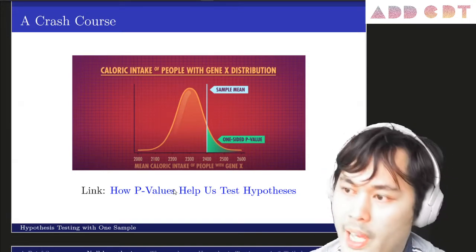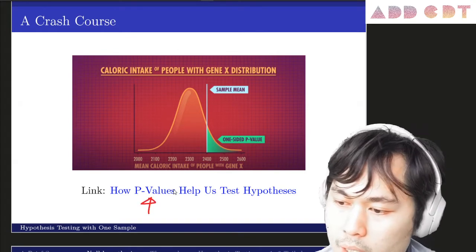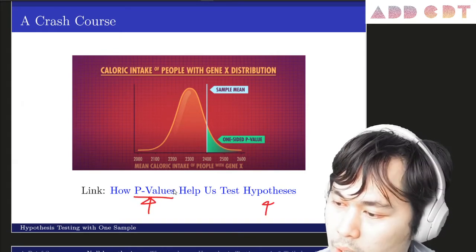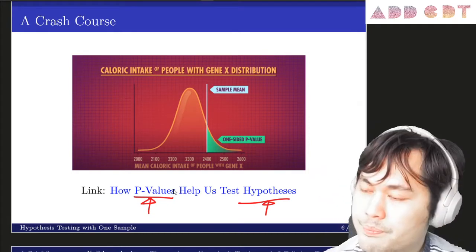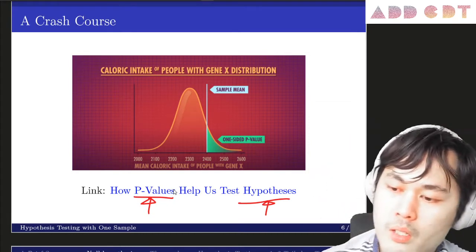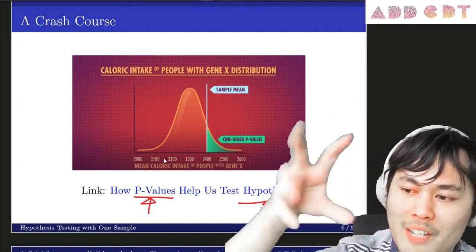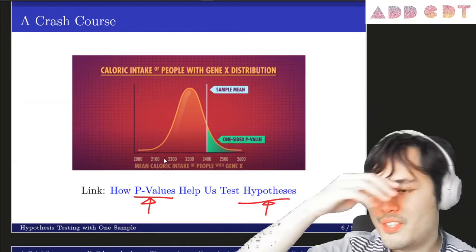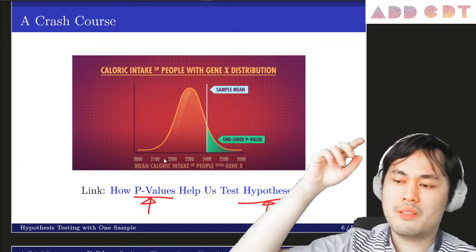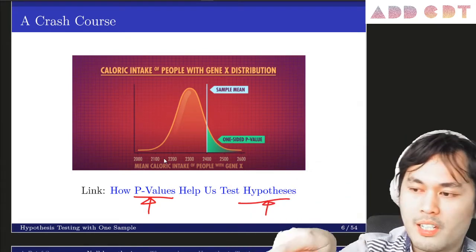Because you can see there are two words that we haven't learned yet, like the p-values and the hypothesis. So yeah, actually I should have put that at the end, or maybe I'm not sure how this works, but okay, let's just click on the link and watch this clip.